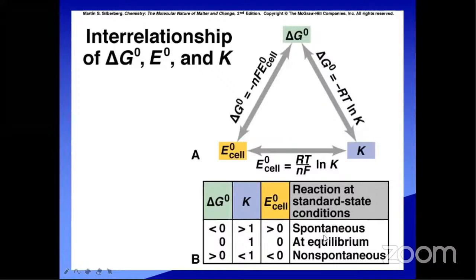If E naught cell is less than 0, then the reaction is non-spontaneous. Simply, if it is greater than 0, it is spontaneous. If the E cell value is a negative value, that is called a non-spontaneous reaction. So next, what is a non-spontaneous reaction example?